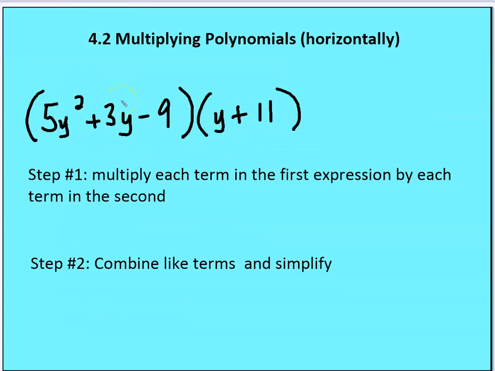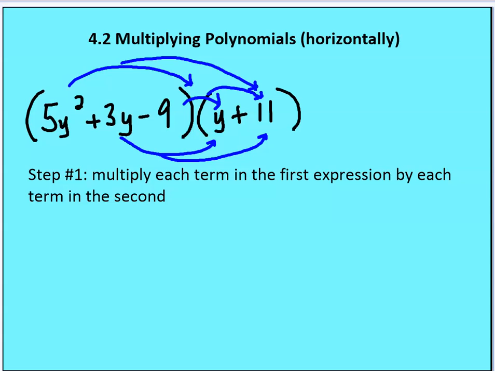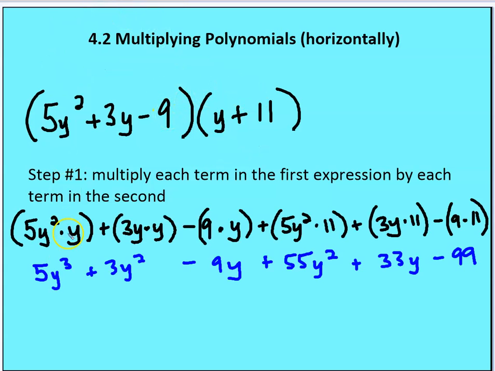Okay, so let's take another example. I have a polynomial here in standard form, same thing. I'm going to multiply each term in the first expression by each term in the second. You can see the arrows I'm using to identify how I'm multiplying them. And then 5x squared times y, 3y times y, minus 9 times y, 5y squared times 11, 3y times 11, and then minus 9 times 11. Then I'm going to create the products, simplify, and combine like terms.